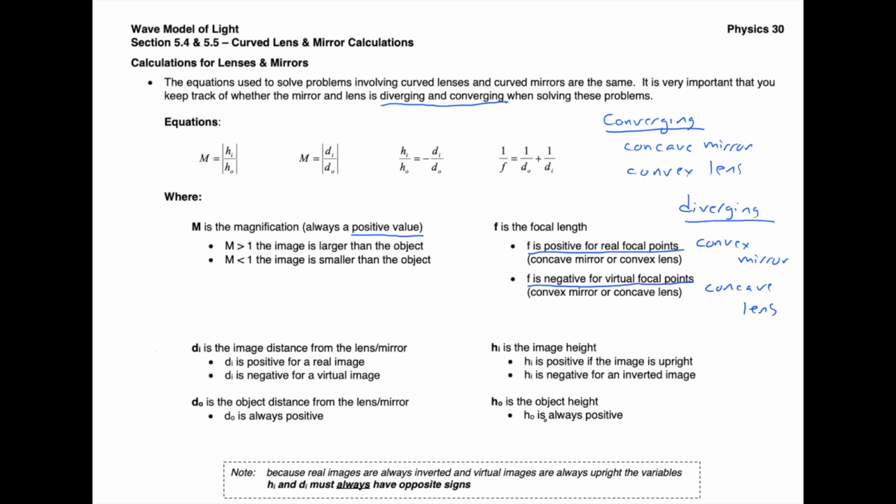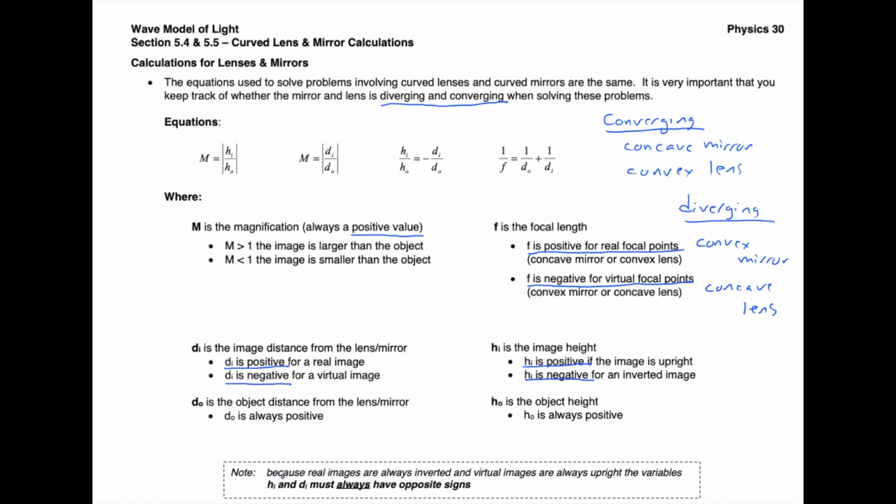The image distances and heights can be positive or negative. If it's a real image, remember those are the inverted ones, the image distance is going to be listed as a positive value. If it's a virtual image, those are the upright ones, the di will be listed as a negative value. So depending on whether it's real or virtual, we'll have to put in the negative sign or the positive sign for the di. Now for your image height, if it's an upright image, and remember the upright image is always the virtual image, we'll put in a positive hi value. If it's inverted, which is always the real image, the hi is going to be negative.